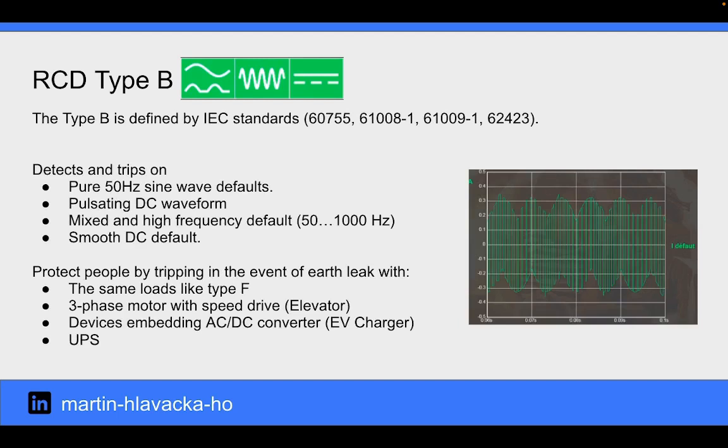The fifth type is Type B. This type of RCD detects and trips on 50 Hz pure sine wave faults, pulsating DC waveform, mixed and high frequency faults up to 1000 Hz, and smooth DC faults. Type B RCDs protect people by tripping in the event of an earth leak with the same loads as the Type F, plus three-phase motor with variable speed drive such as the elevator, and devices that incorporate an AC-DC converter such as the EV charger.